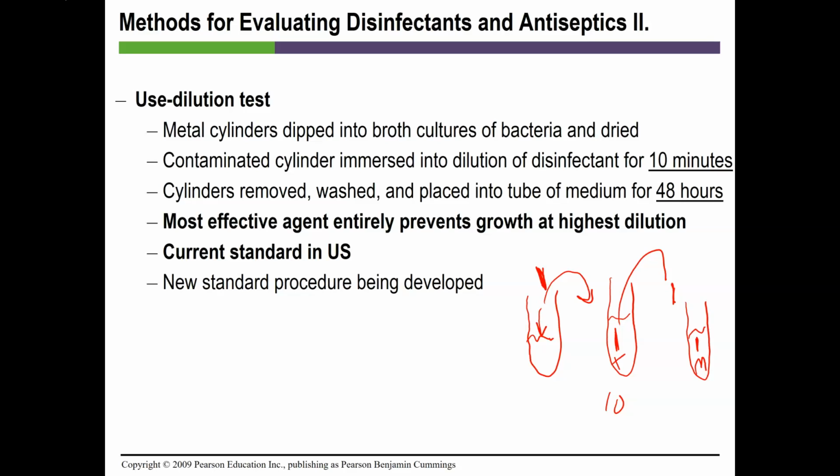In summary, step 1, take some little metal rods and coat them with bacteria of interest and let them dry. Step 2, stick the bacteria-coated rods in dilutions of disinfectant for 10 minutes. Let those disinfectant dilutions work on the bacteria for that time. Step 3, take the little rods of bacteria out of the disinfectant, rinse them off, and place them into media to see if anything grows. If something grows, you obviously did not kill all the bacteria. If nothing grows, then it looks like your disinfectant killed everything in 10 minutes. That's the used dilution test.